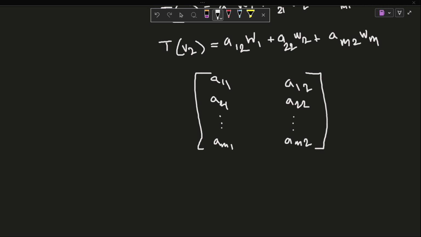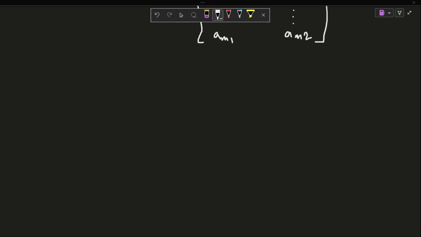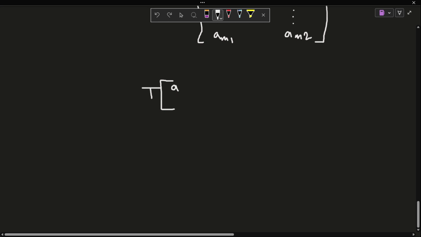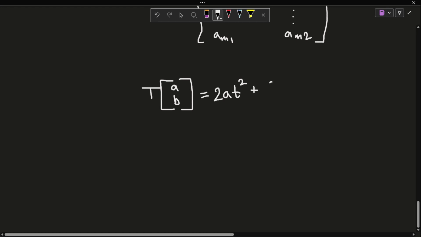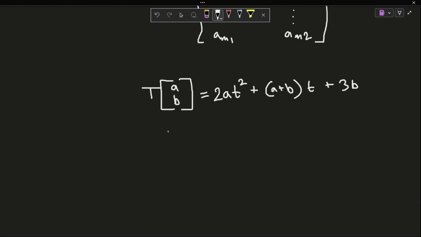Okay, so I will demonstrate this with an example because that probably made no sense. So T of (a, b) is going to equal 2at squared plus (a plus b)t plus 3b. Let's take the standard basis for R2, which we're transforming into P2. Let's say we have the standard basis for both, just to make it easy for us.